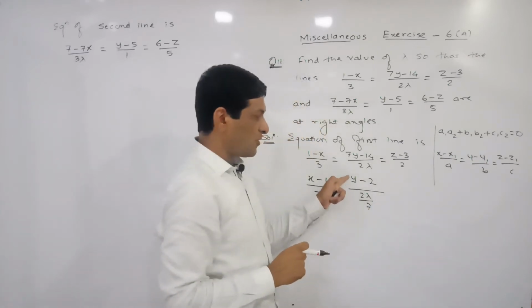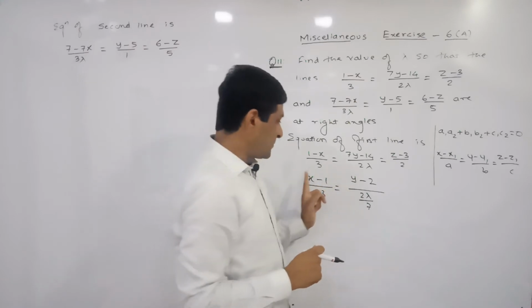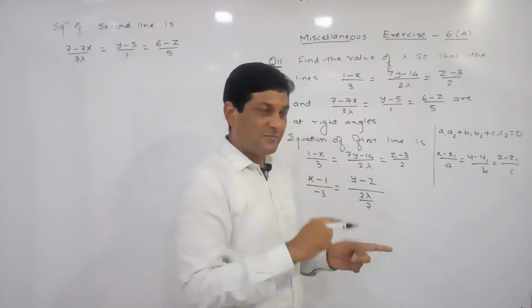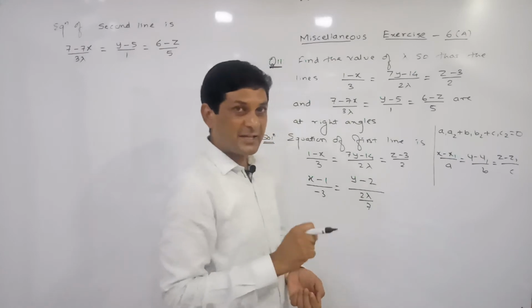So what is coefficient of y here? 1. So if coefficient of x, y, z are 1, at that time values in the denominator are called as what? Direction ratios.